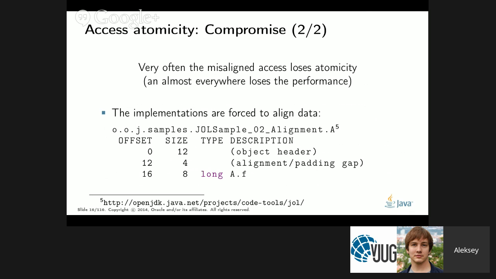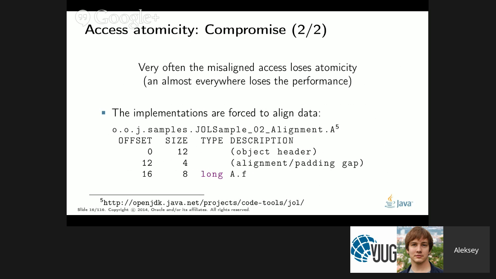Very often, misaligned access loses atomicity. I actually had the example a week ago on my Twitter. How can you lose? Oh no, that was performance. Yeah, but I can show you today how you lose atomicity when you give misaligned accesses. So implementations are forced to align fields. So for instance, if we have the object A and we have the long field F there.